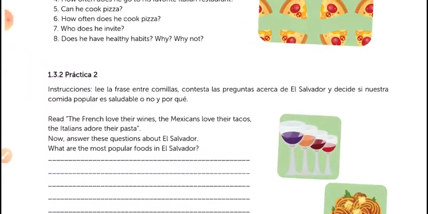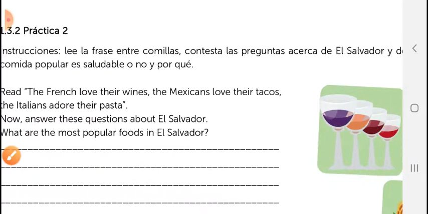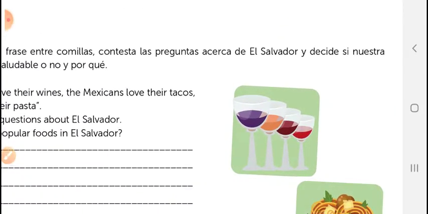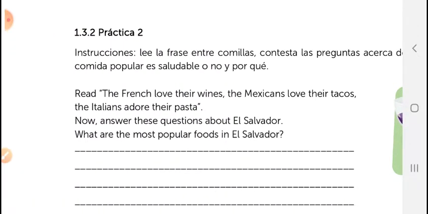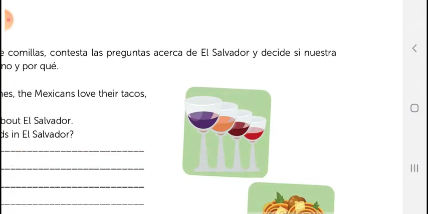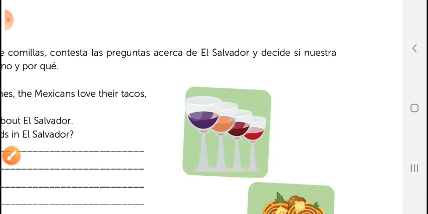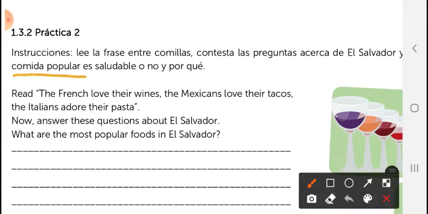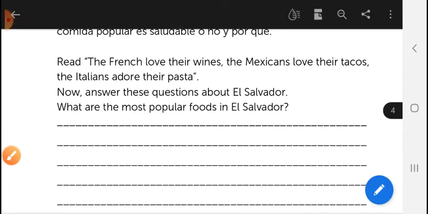Práctica 2, here. Práctica 2. Instrucciones. Lee la frase entre comillas y contesta las preguntas acerca de El Salvador y decide si nuestra comida es saludable o no y por qué. Attention. Lee las preguntas, contesta las preguntas acerca de El Salvador y decide si nuestra comida popular es saludable o no y por qué. So, aquí tenemos la frase entre comillas.